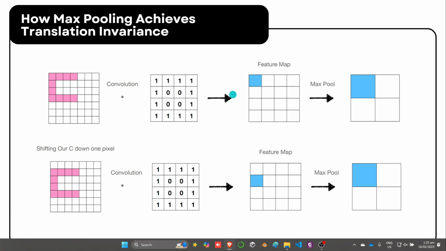Now, what if we shift our C downward? We can now see that the feature map has a different output now. So this makes it turn on as opposed to this one. But by applying the max pool, because it's still in this 2 by 2 grid here, the max pool output is still the same. So this is how we achieve some translation invariance using the max pool.